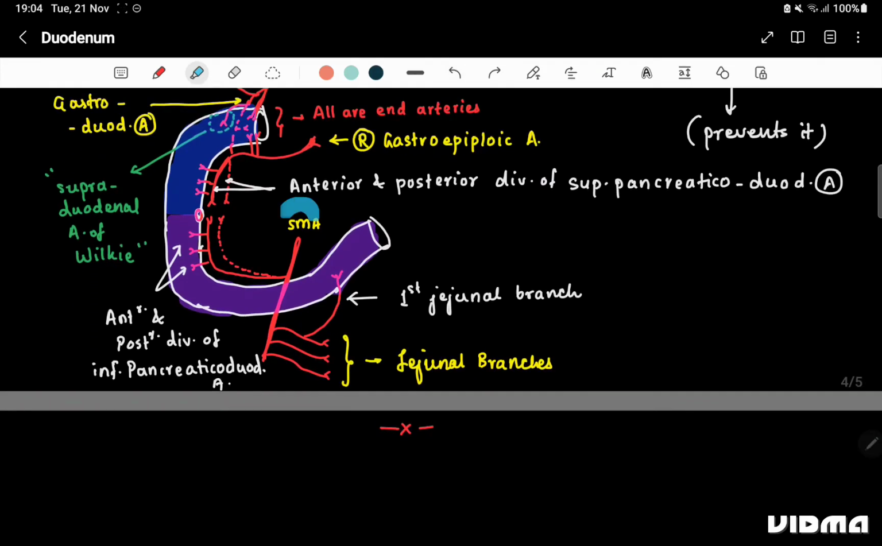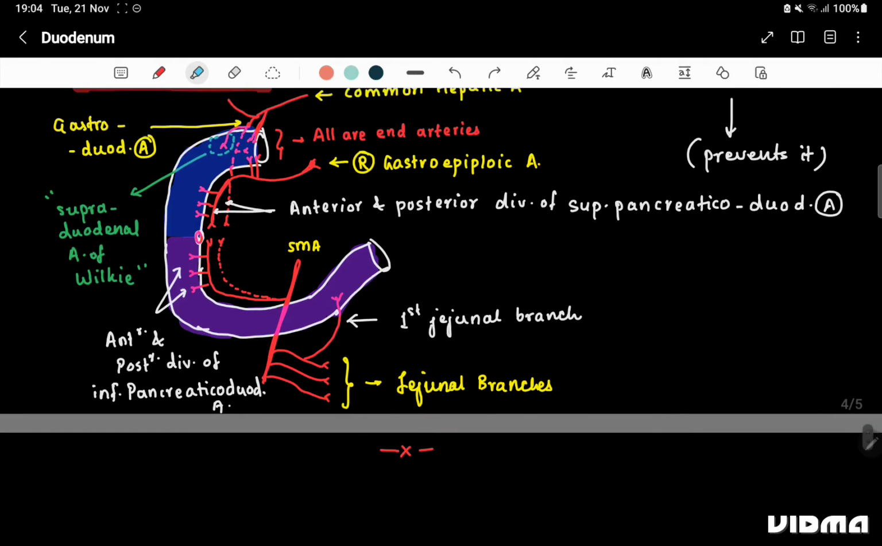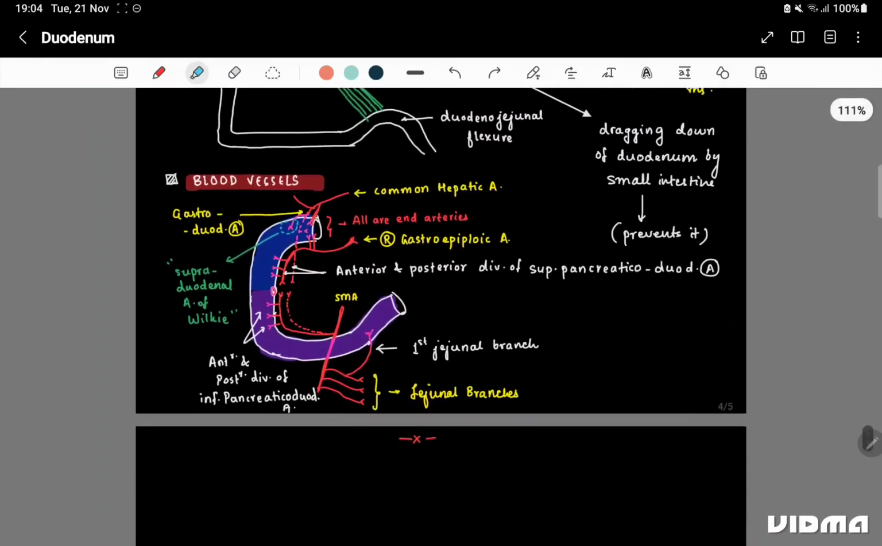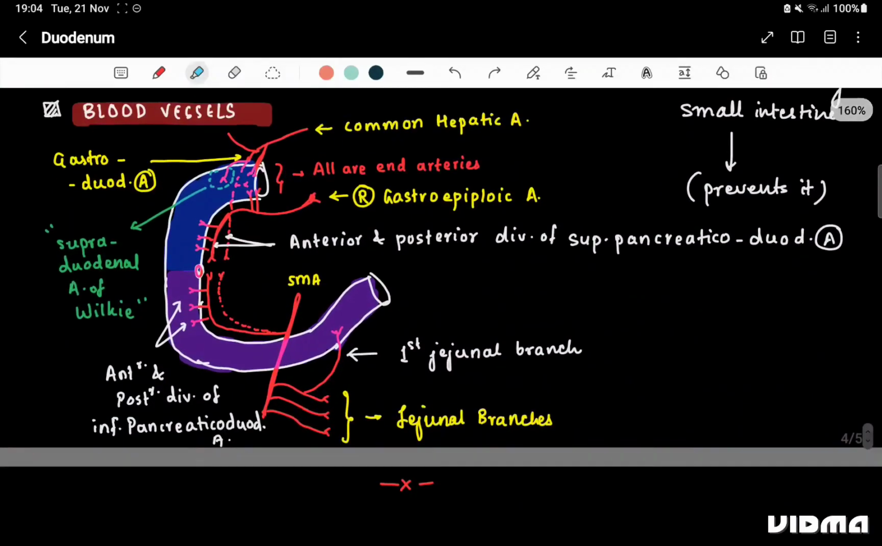Then we have our superior mesenteric artery, which gives jejunal branches, and the first jejunal branch arises from one of these branches. We have the anterior and posterior divisions of the inferior pancreaticoduodenal artery, which supplies the third part as well as half of the second part. The fourth part is supplied by jejunal branches from the superior mesenteric artery. So this was all about the blood vessels of the duodenum.